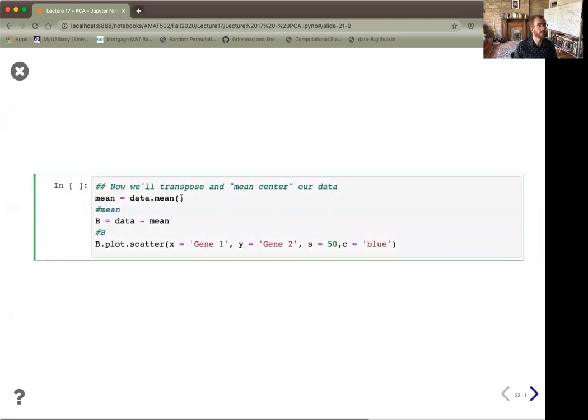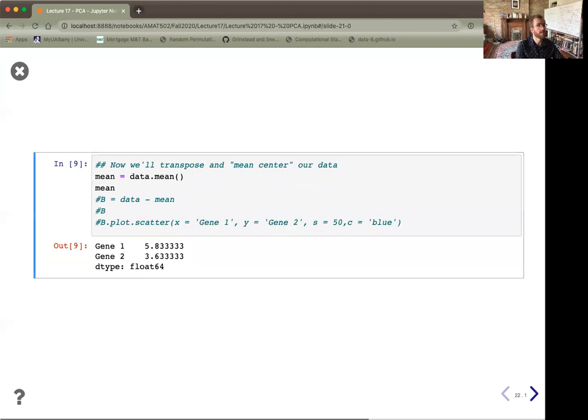All right, so let's run through all these steps. I'm going to comment out and see just what happens when I apply this mean method to my data frame. It knows exactly what to do. It goes across all my mice and computes the mean of gene 1's expression value, and also the mean of gene 2's expression value across my 6 mice.